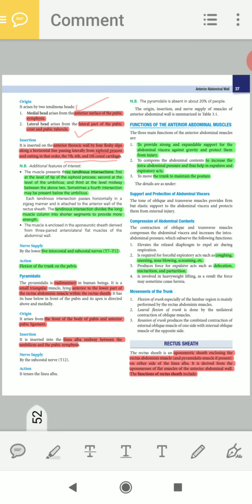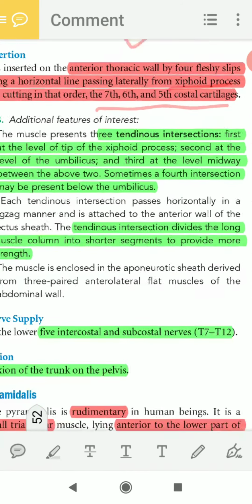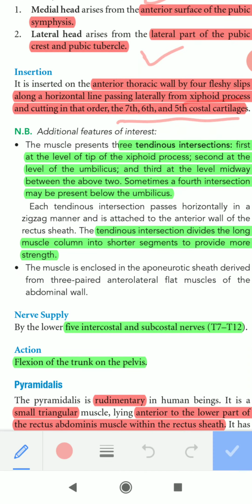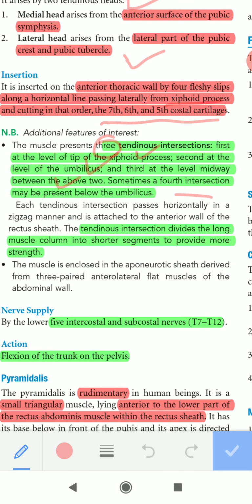Now, it has some characteristic findings. Look at that, it has 3 tendinous intersections. We have told you one is at the Xiphoid process, another is at the umbilicus, and the third is between the two. Sometimes a 4th intersection may also be present below the umbilicus. What is the function of this tendinous intersection? Tendinous intersections divide the long muscle column into shorter segments to provide more strength. This intersection is present, and we all know the six pack.